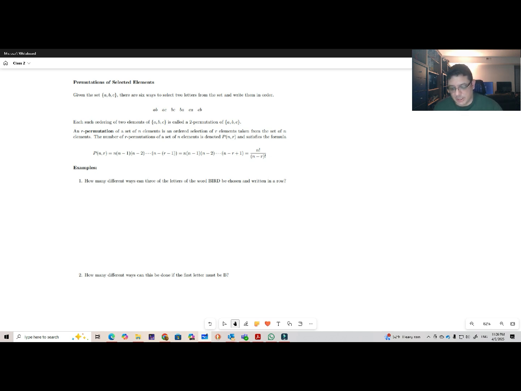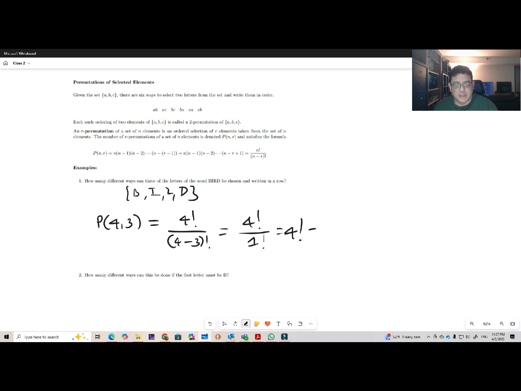So for example, in how many ways can we pick 3 letters of the word bird, chosen and written in a row? So of course, we have 4 letters here. This is B, I, R, D. This is our set, comparing with this. And now we're going to pick 3 letters out of this. So we're doing a permutation of 3 letters out of a set of 4. So we get 4 factorial over 4 minus 3 factorial. So this is 4 factorial over 1 factorial, which is really just 4 factorial, because 1 factorial is just 1. And 4 factorial is, of course, going to be 6 times 4, so it's 24. So we have a total of 24 possible.